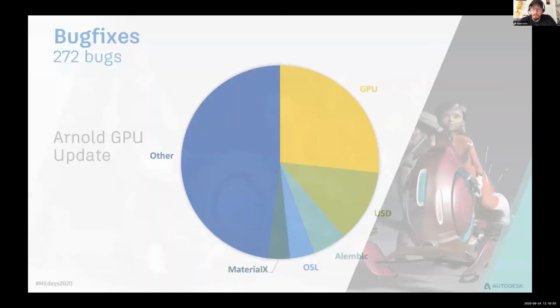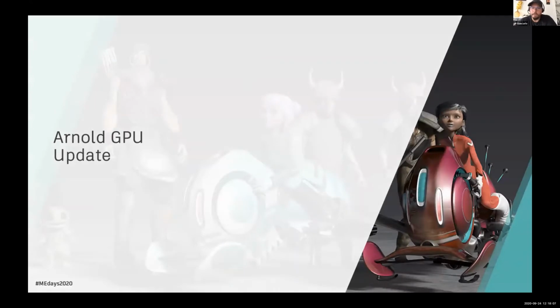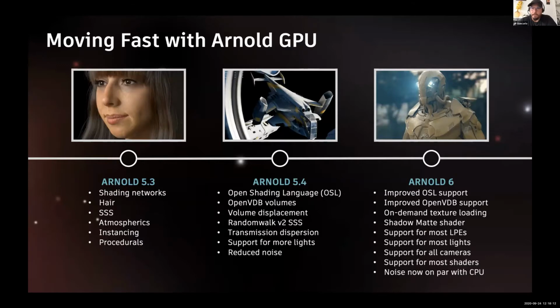Now a little bit of an update on the GPU. As you might know, in the past we started with Arnold 5.3 with the beta. It could be used as a beta, just to test certain things, for example shading networks, atmosphere, instancing, procedurals, etc., so that we could start moving a lot faster. You can see now in Arnold 6, we made it a production-ready renderer, and now we support a lot of things. We have a very good ratio of coverage at the moment.